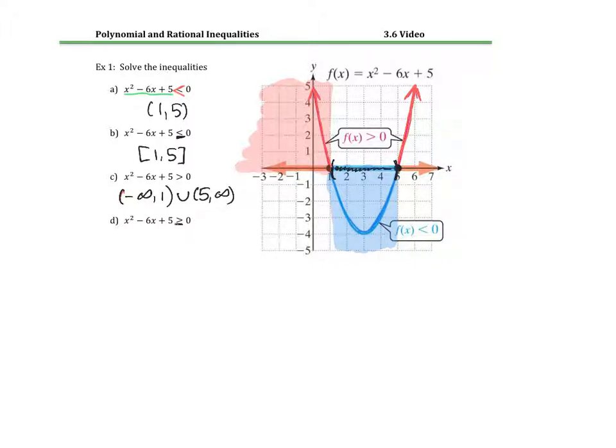And then if it's also including equal, then it's just the same intervals except we get to include the 1 and the 5. So that's our other section right over here. Great.